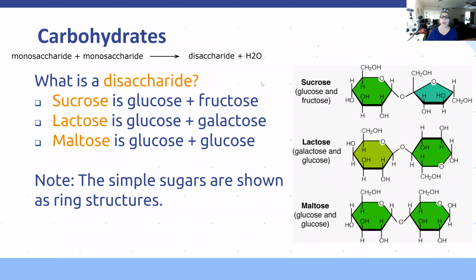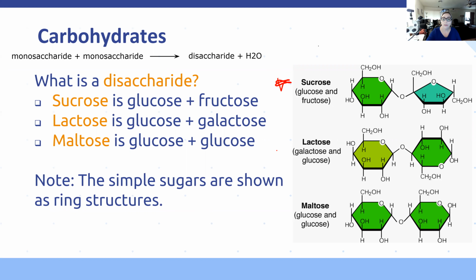Now let's take a look at the three disaccharides that I need you to know. Now the first one is sucrose. Okay, sucrose is table sugar, and it is made of glucose and fructose in almost a 50-50 combination. So 50% of sucrose is glucose and 50% is fructose. So you need to know which two monosaccharides make up each disaccharide.